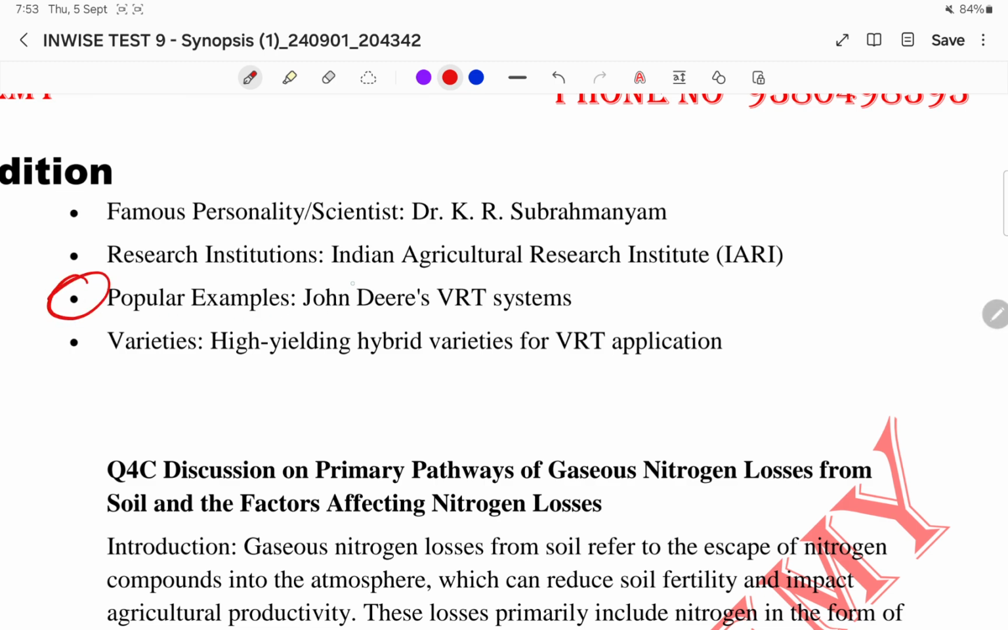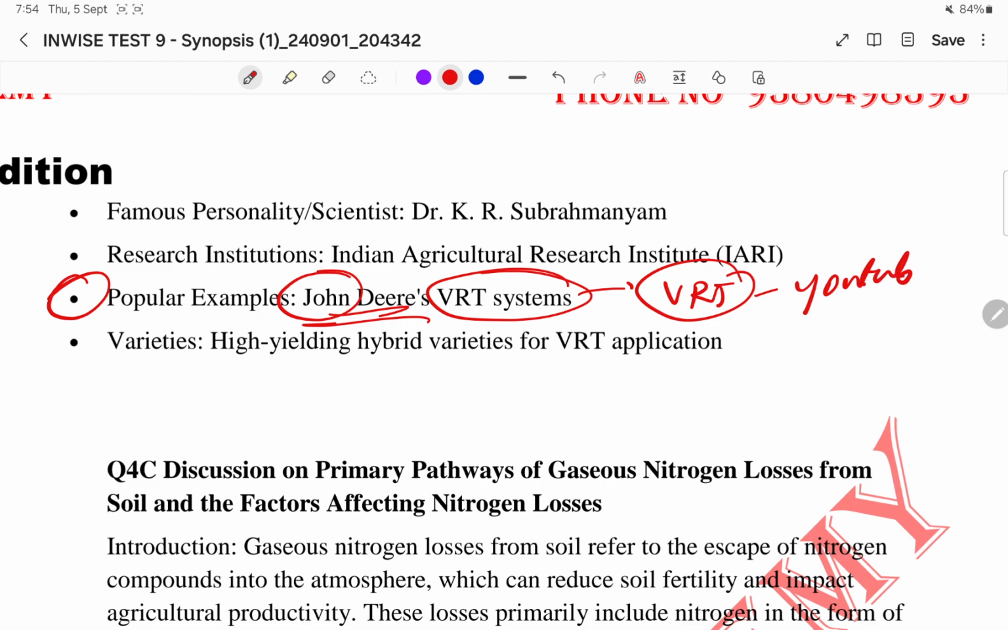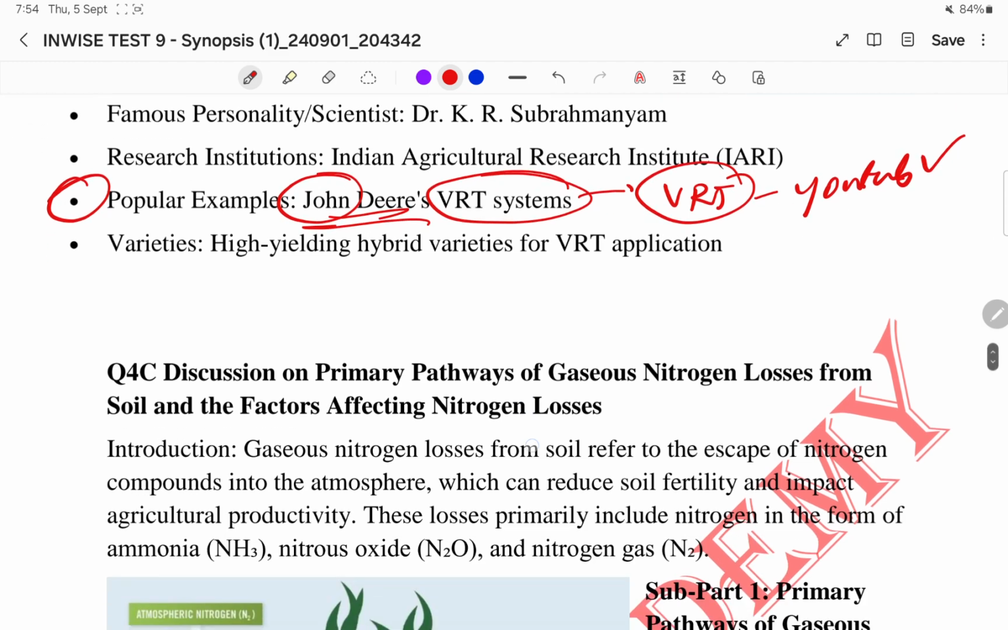Then you can write the popular examples. At field level, there is a company called John Deere, a tractor, I mean agricultural machinery producing company. They are using the VRT systems. Actually, you go and see one video regarding VRT on YouTube. You just mention your VRT technologies in agriculture. You watch one or two videos, so that will give a good understanding of the concept.